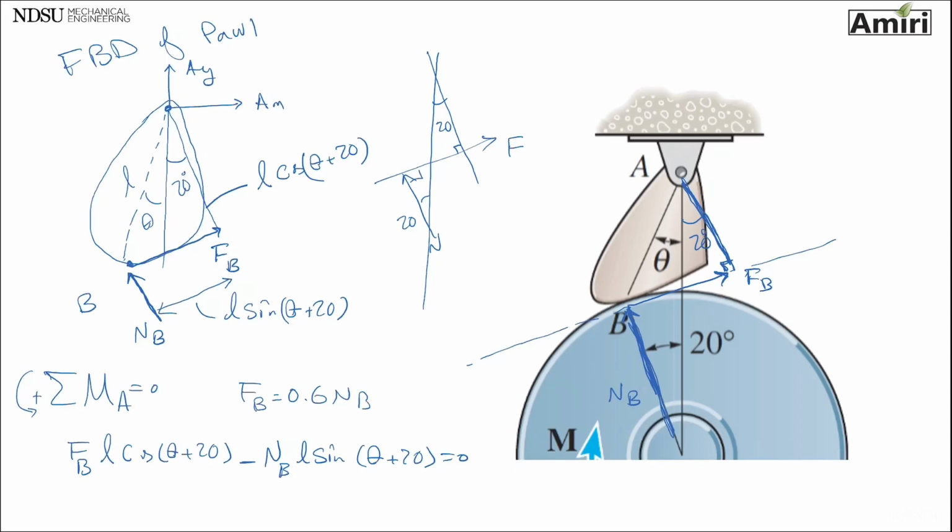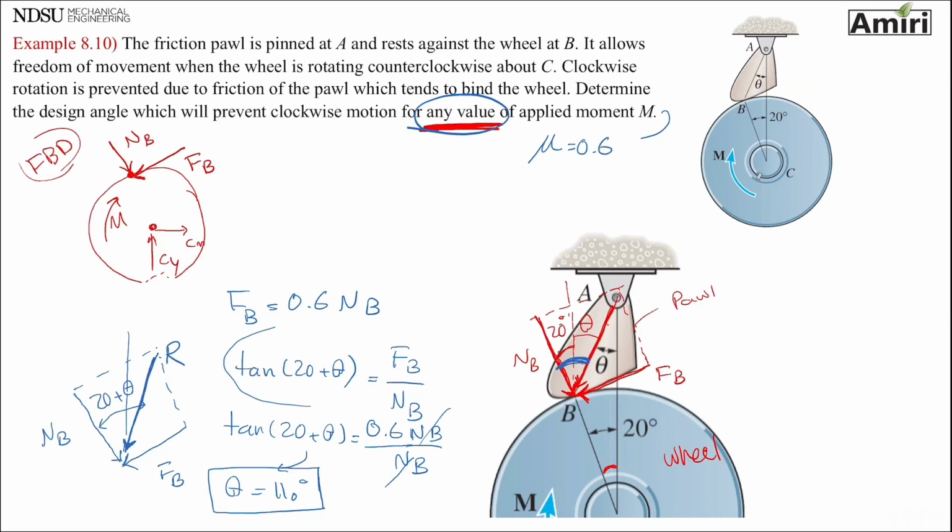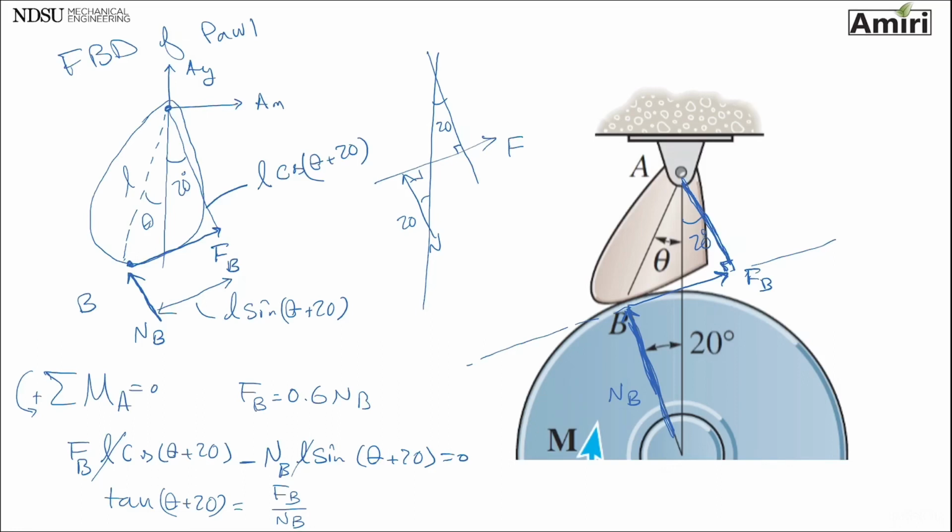It is similar to the other one. L is irrelevant. Therefore, tangent of theta plus 20 is FB over NB. Look, I got the same thing. So if you go based on the wheel or based on the cam or the pawl, you can solve it. This one, I didn't even need to write equations of equilibrium. It was just a resultant force, triangle, and trig. This one was actually a summation of moments about point A. So from here also you get theta of 110 degrees.